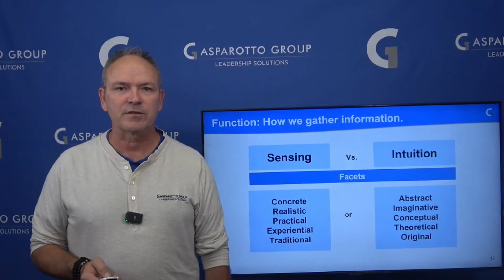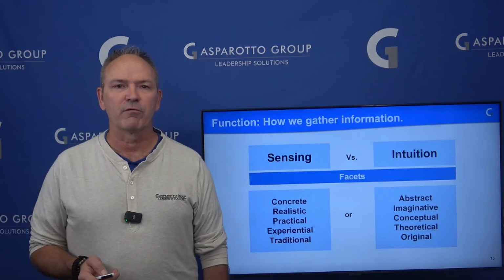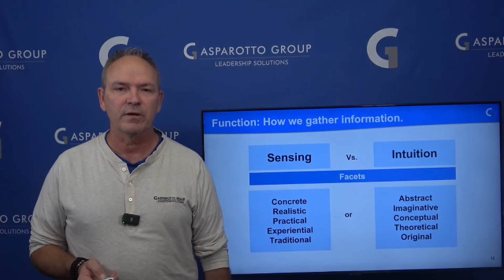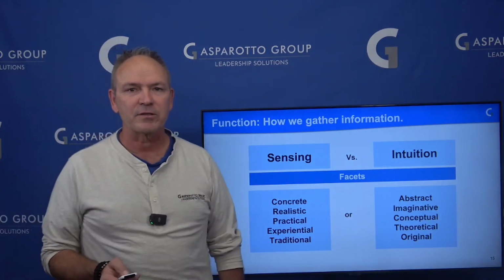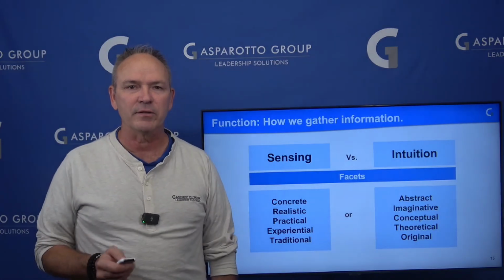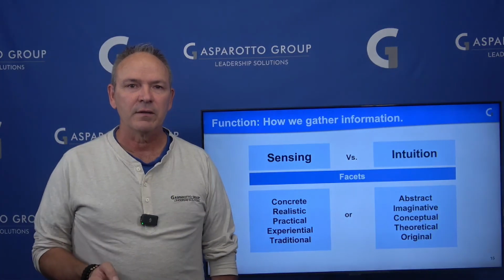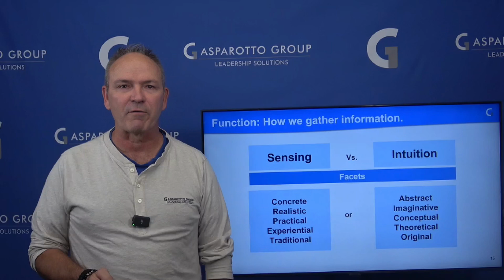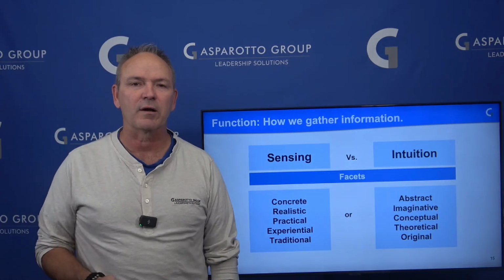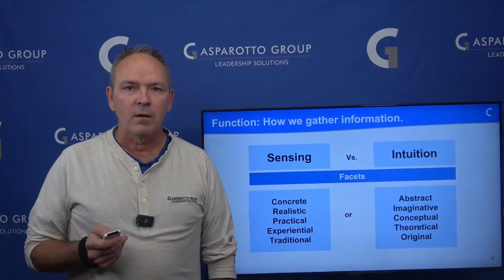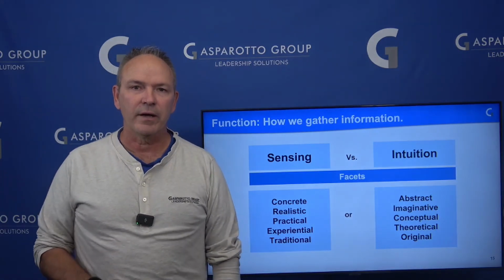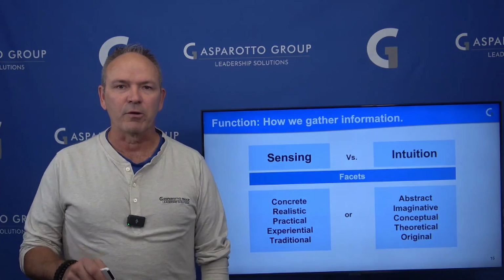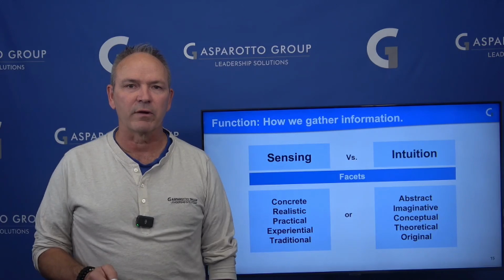Sensing versus intuition, S versus N. This is how we view the world and gather information. Individuals with sensing preferences typically favor concrete, tangible information and real-world experiences. They are drawn to practical, realistic solutions and often find comfort in established methods and traditions. Their decision-making often relies on past experiences and proven approaches. On the other hand, those with intuitive preferences are more inclined to explore abstract concepts and their underlying meanings. They focus on future possibilities and potential and are comfortable with theoretical models and innovative approaches. They value originality and actively seek out new and creative solutions.